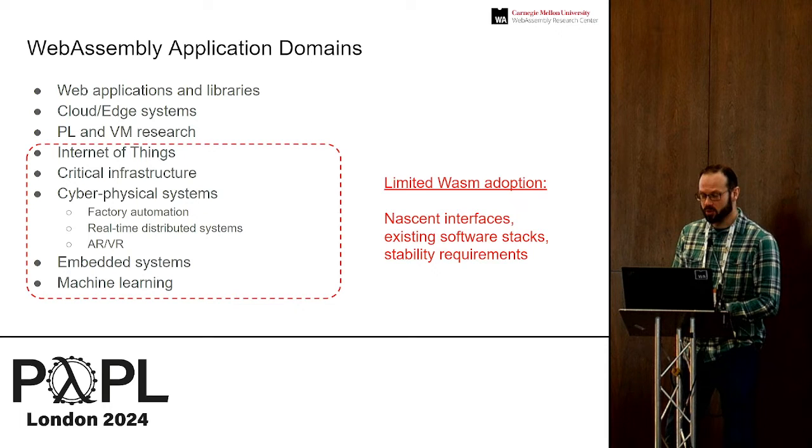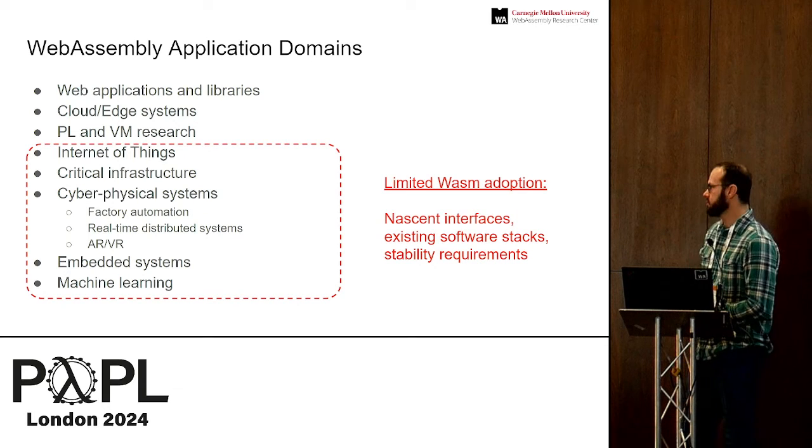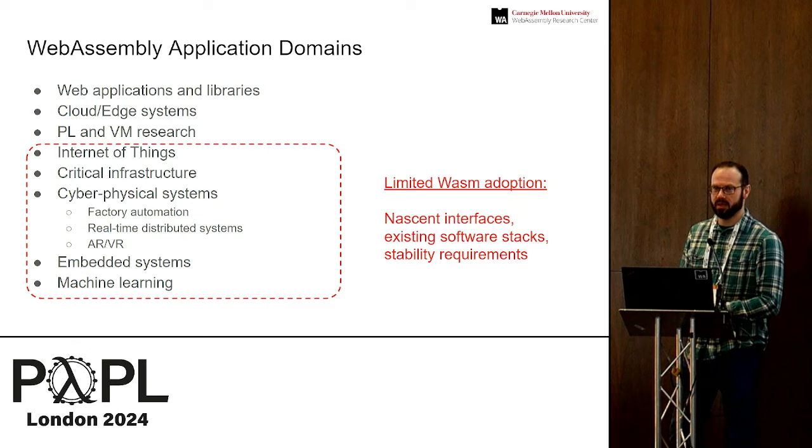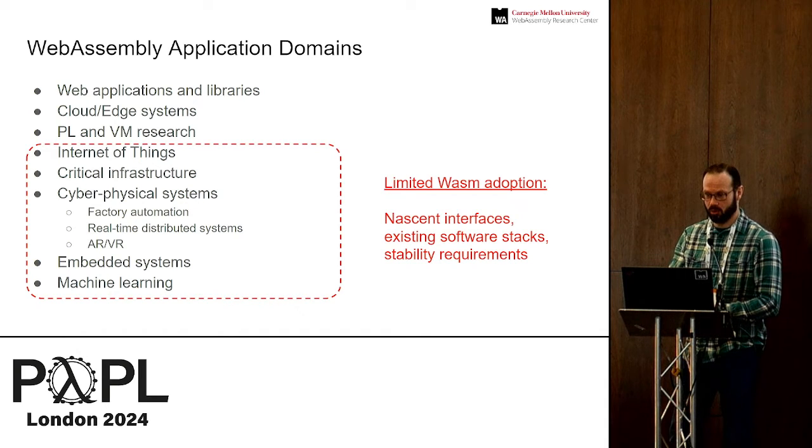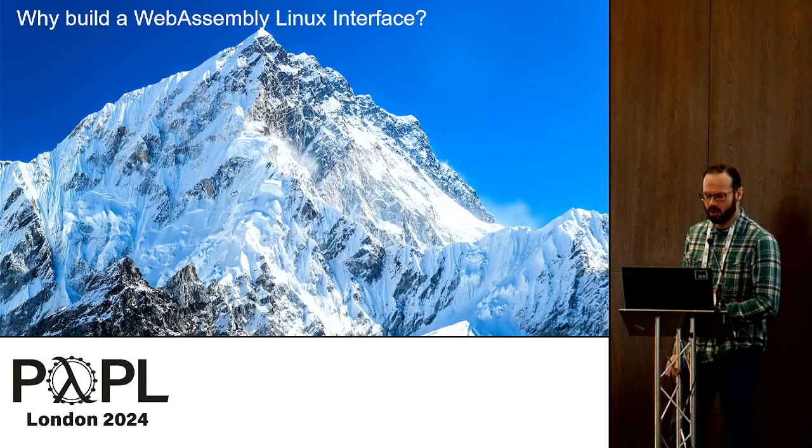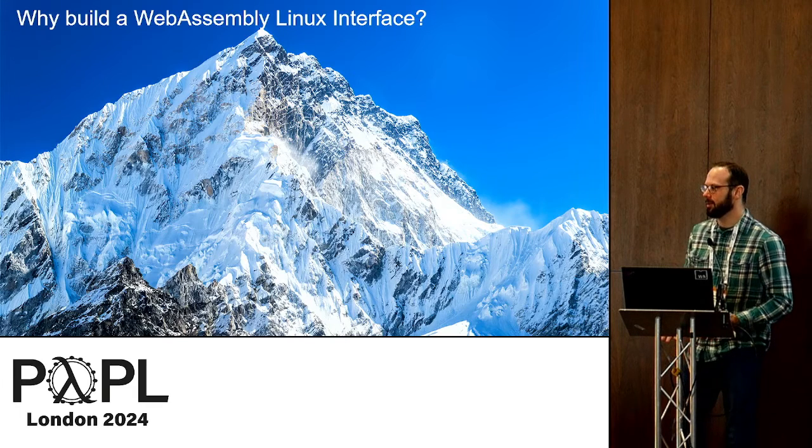And of course they have stability requirements too. When they have a deployment into a factory, this robot system might work for 10 or 20 years. And so they want some guarantee that their software is going to keep working in that time frame. So why do we want to build a WebAssembly Linux interface?